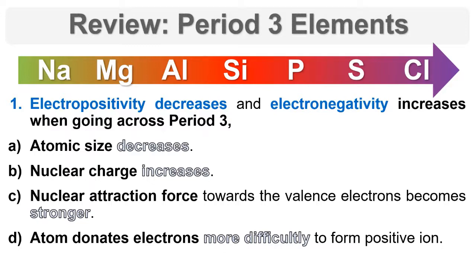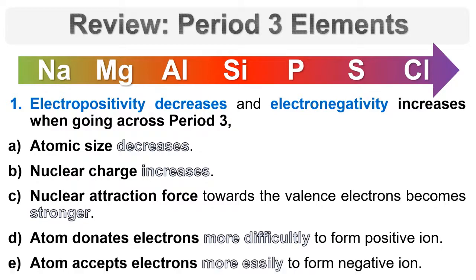Therefore, electropositivity decreases. The atom accepts electrons more easily to form negative ions. The atom is more likely to accept electrons. Therefore, electronegativity increases.